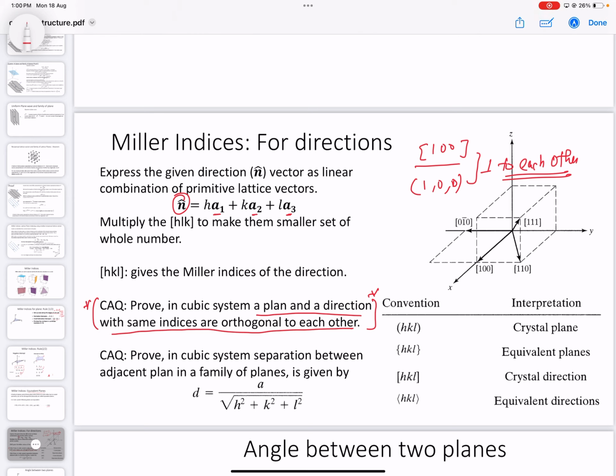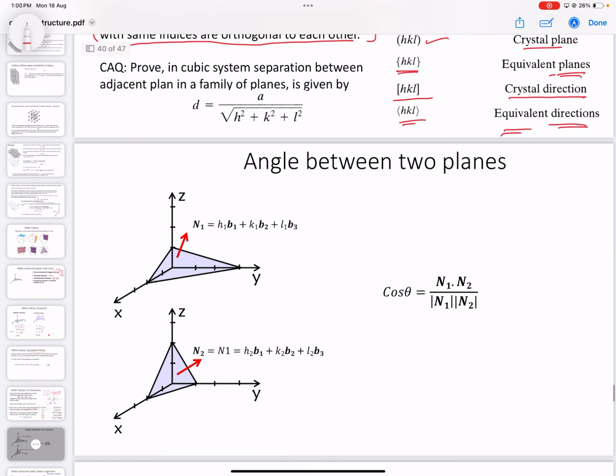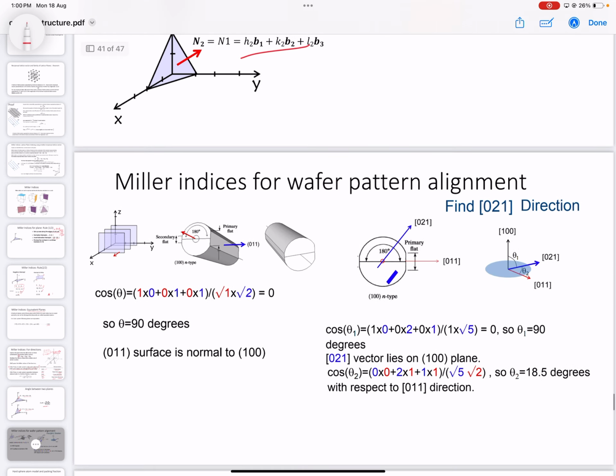Okay. So these are the conventions. Similar to the equivalent planes, we have equivalent directions because of the symmetry. So you have the round bracket for the crystal plane, square bracket for the crystal directions, curly bracket for equivalent planes, and this wedge-shaped bracket for equivalent directions. This is just convention. How do I get an angle between two planes? If I have two planes, how do I get an angle? I can just take the dot product and find the cosine, right? It's as trivial as that.